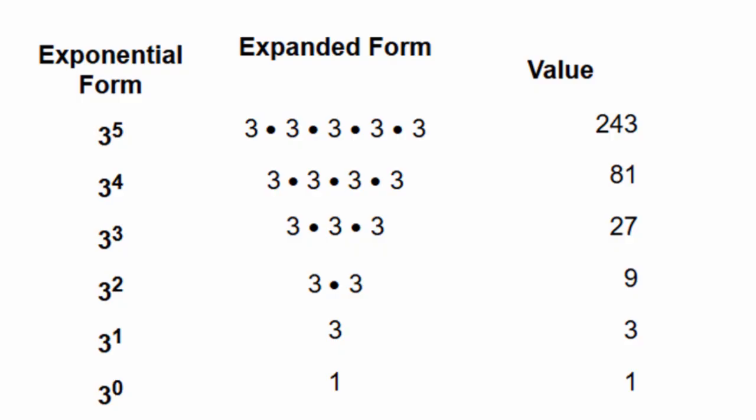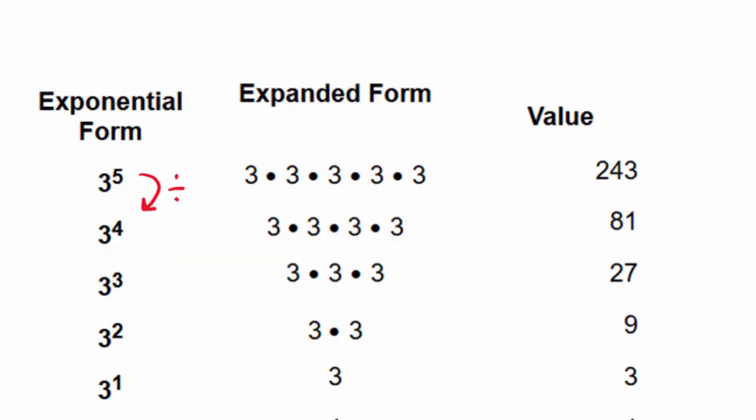3 to the 5th, we know that in exponential form that represents this expanded form where we have 5 copies of the base, right? The exponent tells us how many copies of the base, and so we have 3 times 3 times 3 times 3 times 3, which is 243. Now, to get to the next entry in this table, we can divide by 3, which is going to give us 3 to the 4th.